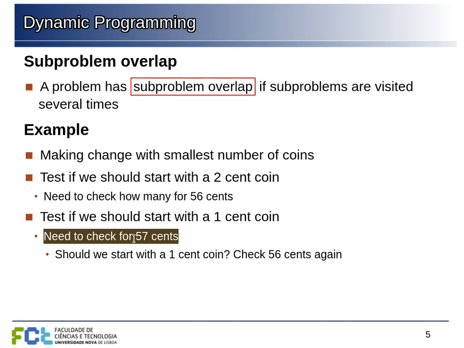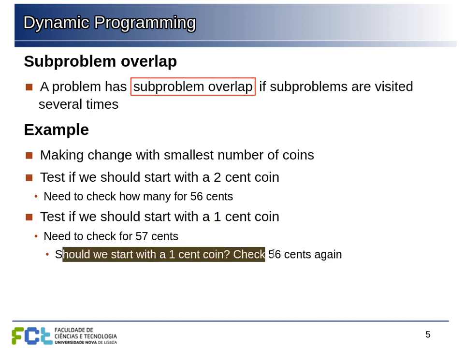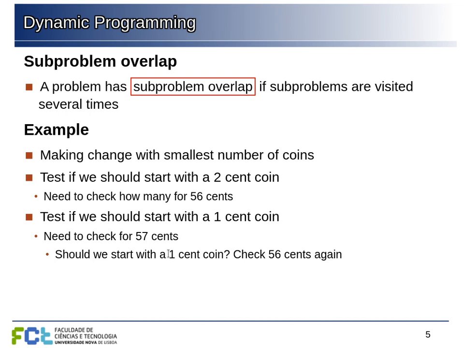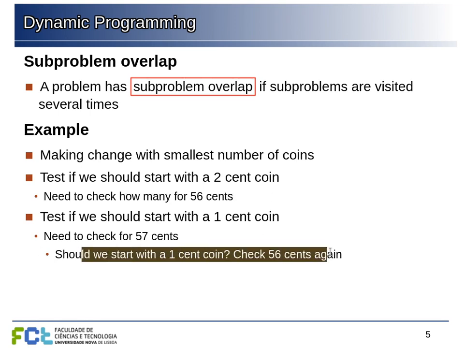But when we are trying to solve this problem, we would again find the 56 cents problem that we had in this case, because if we are now going to check with another 1-cent coin, we're going to fall into the same problem here. So if we find the same problem in different branches as we search for the best solution, then we have this sub-problem overlap, and this is a problem for the efficiency of the algorithm.